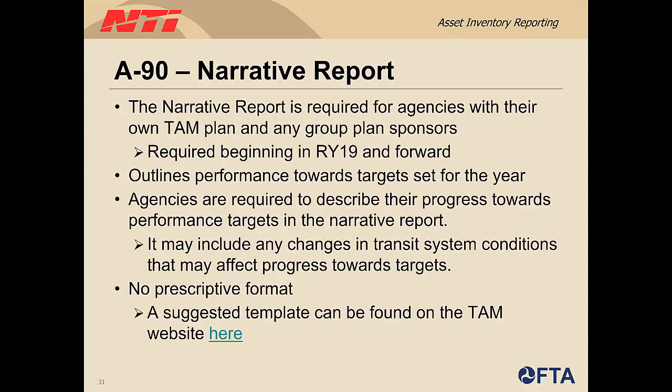The narrative report is the last item on the A90 form. This is a document that should review the targets your agency set and any progress made towards those targets. You may include any changes in your transit system conditions or any other extenuating circumstances that affected progress towards your targets. There's no prescriptive format for this document. However, FTA did develop a template you can use as a guide for this narrative report. It can be found on the FTA website, and there's also a link here on the slide.